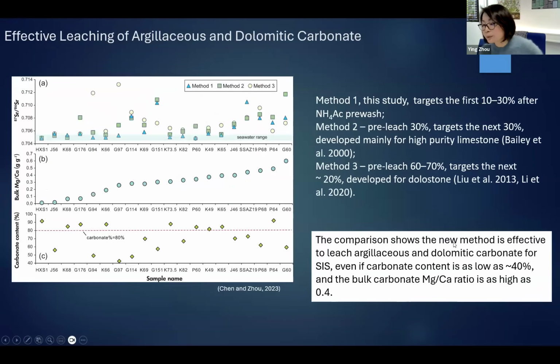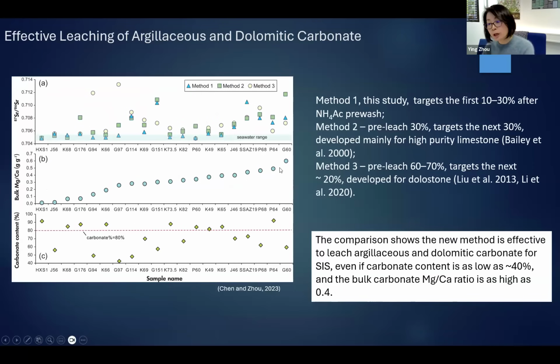Okay, so what is brilliant with this is that after we developed this and tested it on the 7 samples, Helen has chosen 20 samples, which cover the magnesium calcium ratio from near 0 to 0.6.